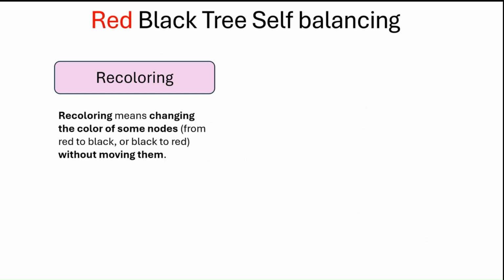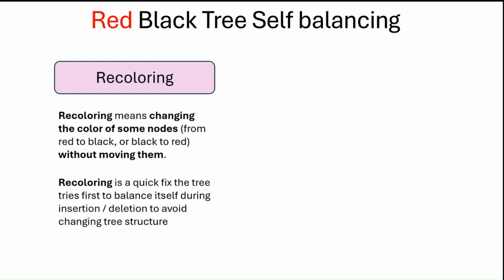So a red-black tree uses recoloring first. Recoloring means that it changes the color of some nodes based on some rules, basically from red to black or black to red, without moving them. So it tries to perform recoloring as a technique first. It is the quick fix to avoid tree structure changes because that is more expensive. But recoloring is done only based on certain rules.